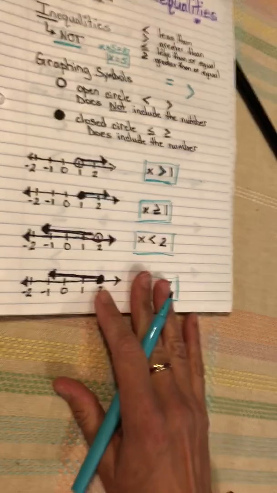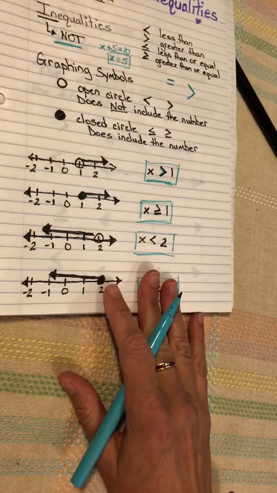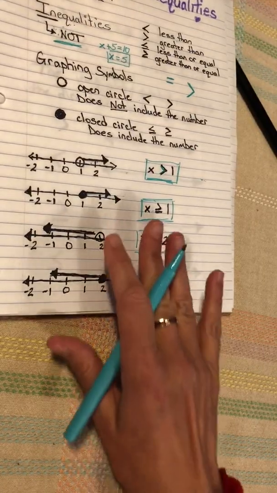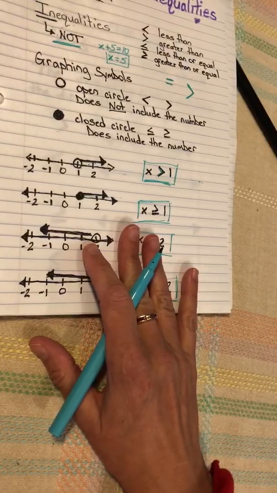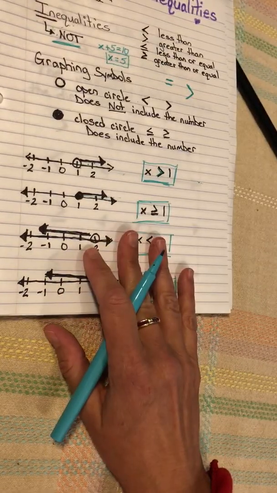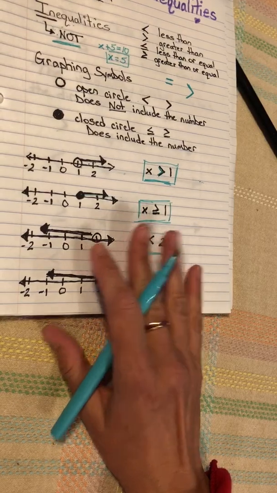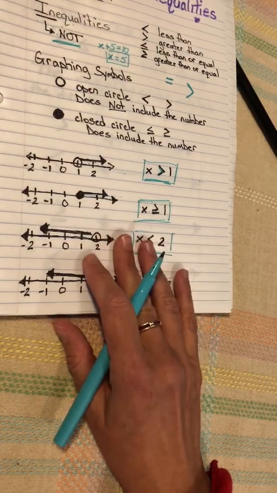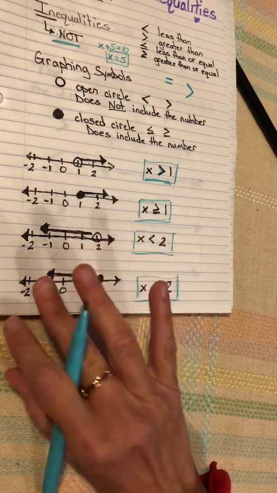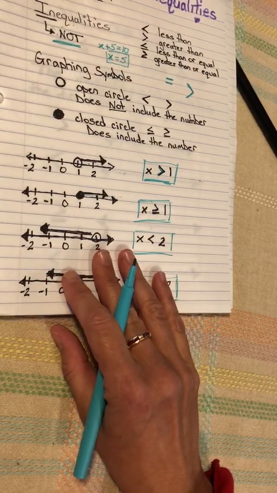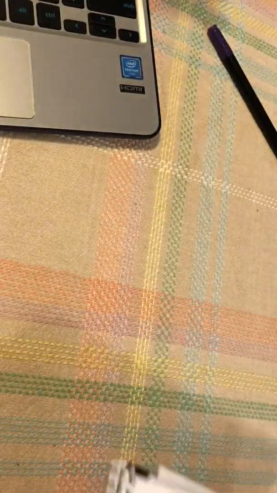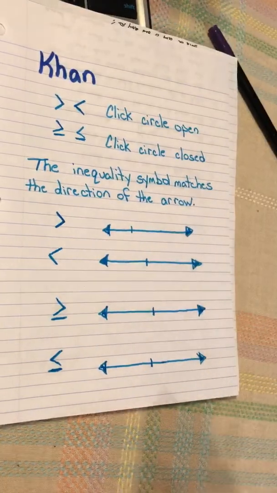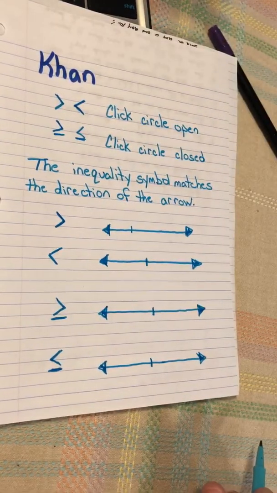Most inequalities, at least the ones that you're going to see as 6th graders, this trick works. When we get into 7th and 8th grade, we'll be dealing with inequalities that are a little trickier, and we can't always use the trick of matching the arrow with the inequality. But for now we can. Let me go over some other examples that'll help you with your Khan Academy.